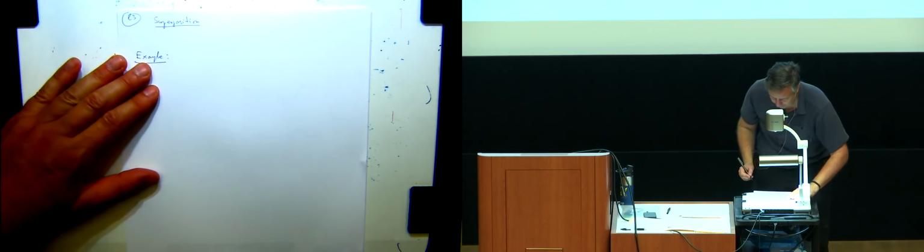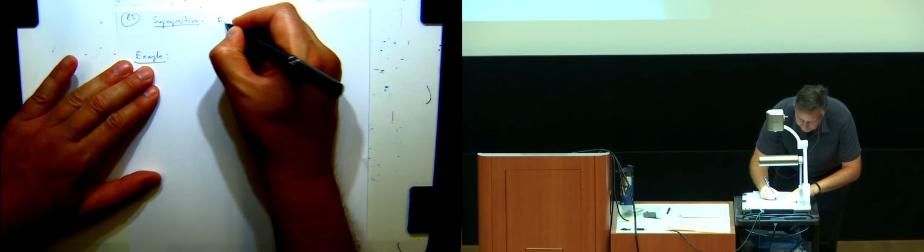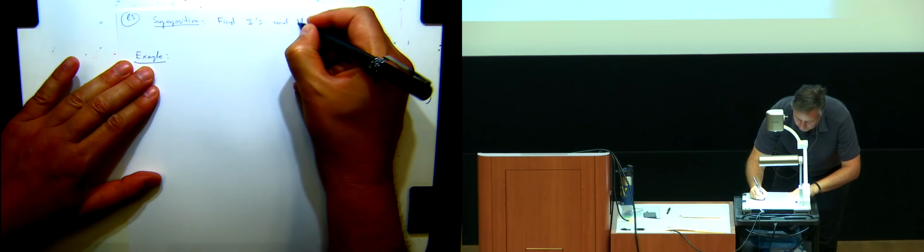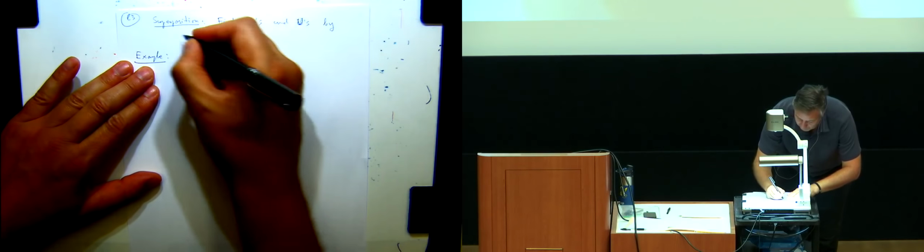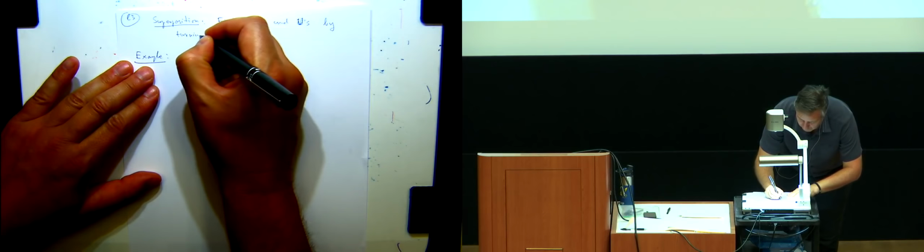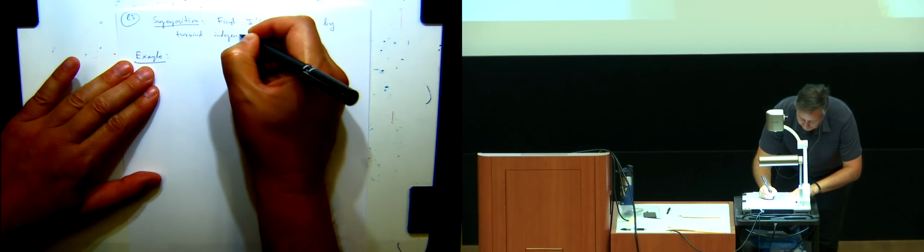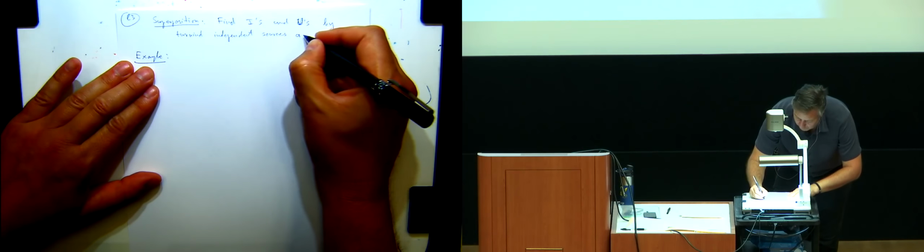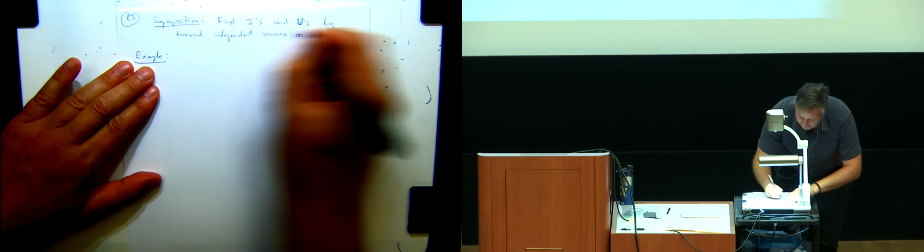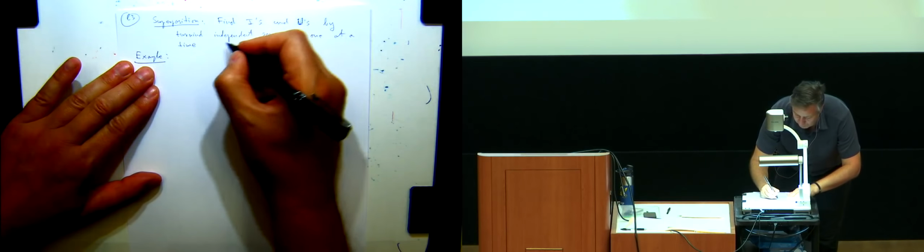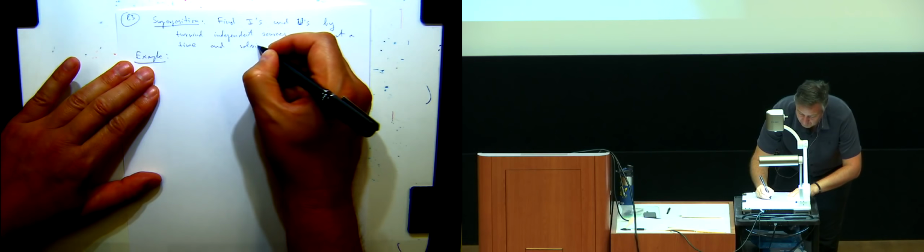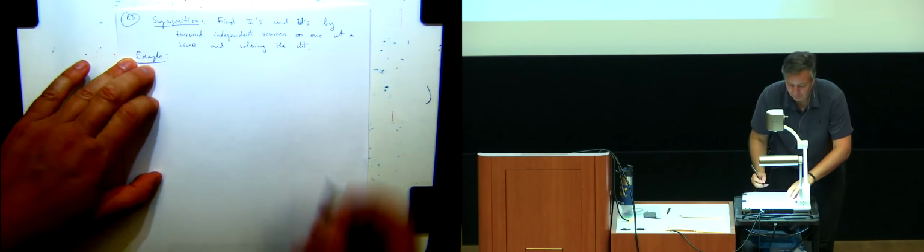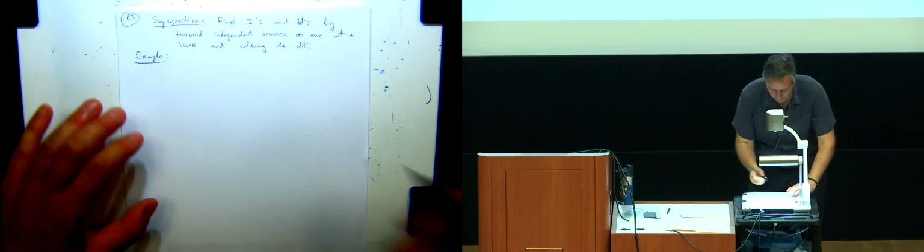Okay, you're not seeing this. So we're going to find I's and V's, or U's, by turning independent sources on one at a time and solving the circuit. Okay, makes sense. So let's do an example.